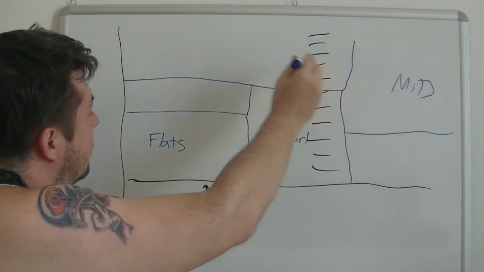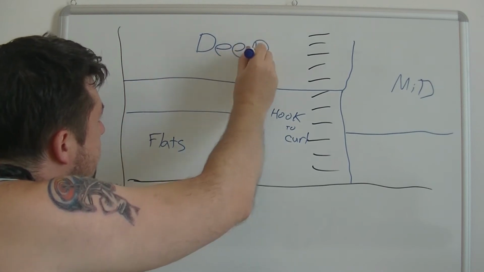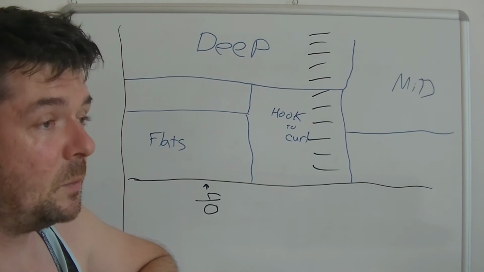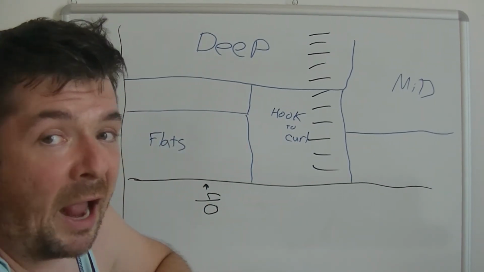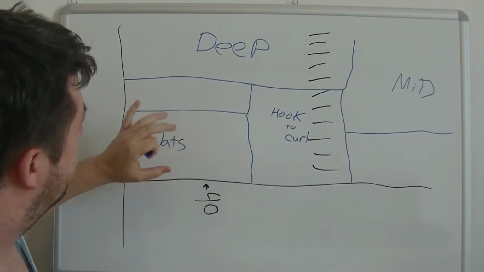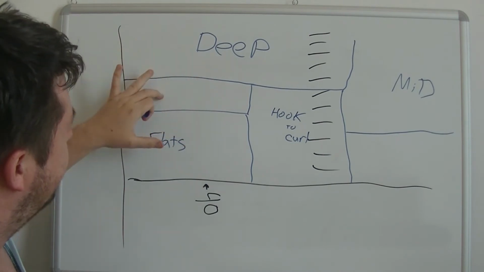Back here we have deep. To be fair, we are looking at a weird no man's land here. It's just an area. The flats can go back to about 6 or 7 yards. The deep can come down this way.